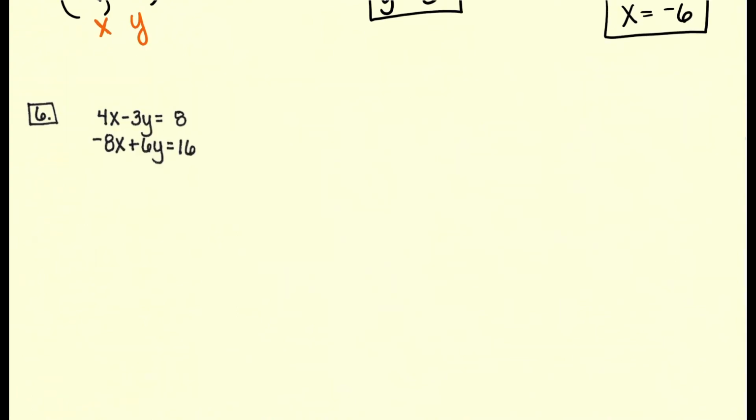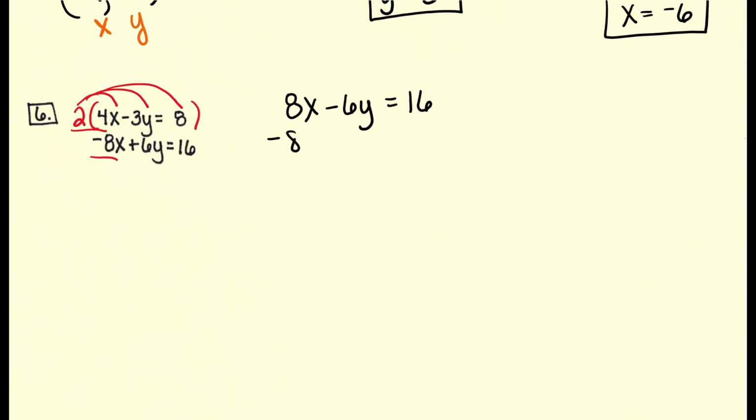Let's take a look at problem number 6. So we have to pick a variable to eliminate. I'm going to eliminate the x's. I do notice that I already have a negative and a positive, so all I have to do is multiply by 2 because that's going to give me 2 times 8 to eliminate with that negative 8. So distribute your 2 through that equation. That gives me 8x minus 6y is equal to 16. The bottom equation, just bring that over just like it is.